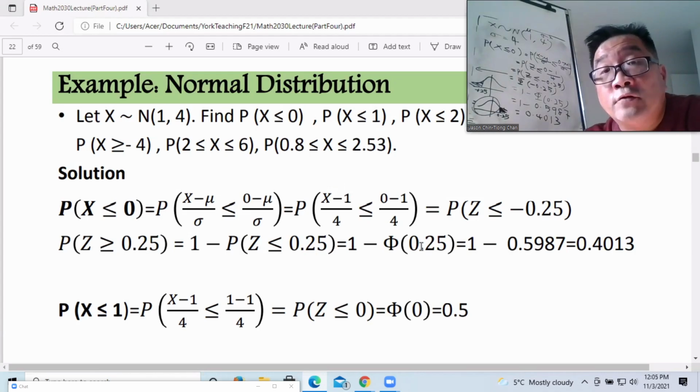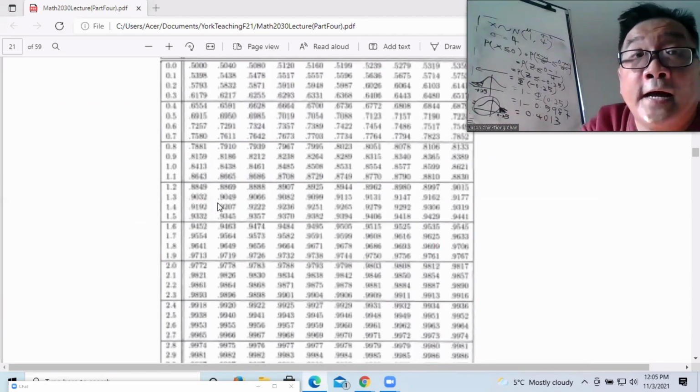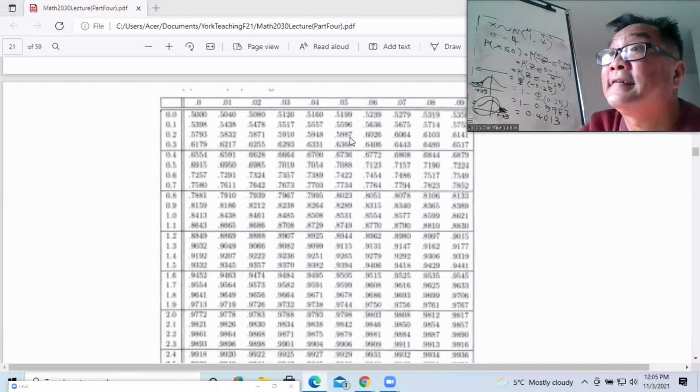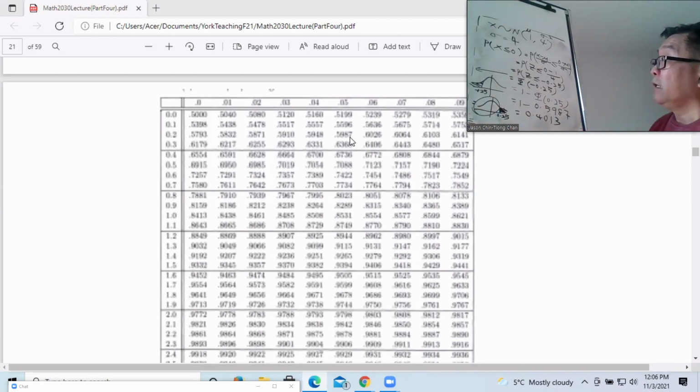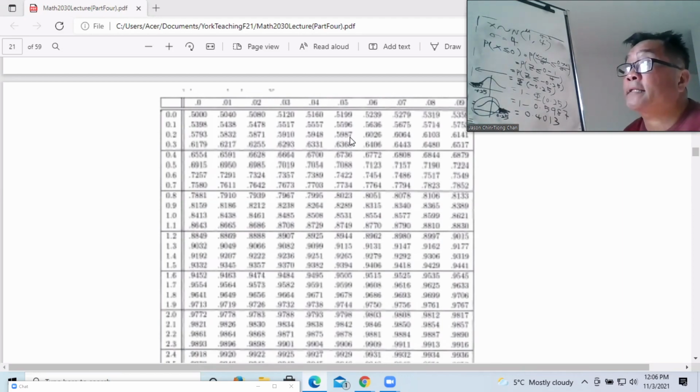We can go to the table, but our table is not very clear. I'm not sure whether you can see or not. 0.25, 0.25. Why is the negative value gone? Because left side equals right side, so I move to here. So the area or the probability is still the same. So I move to here, is it the same? Yes.